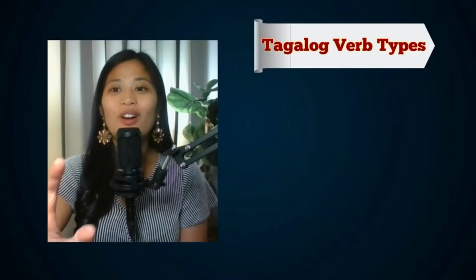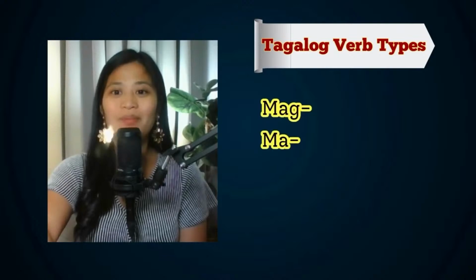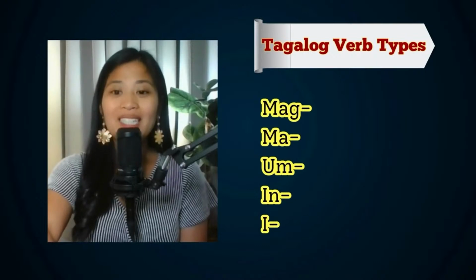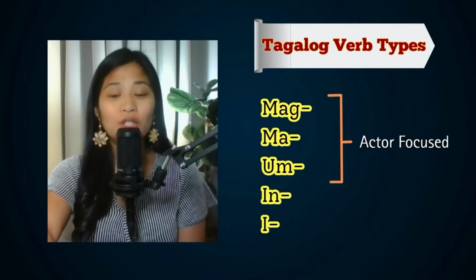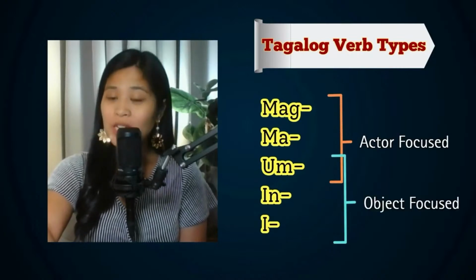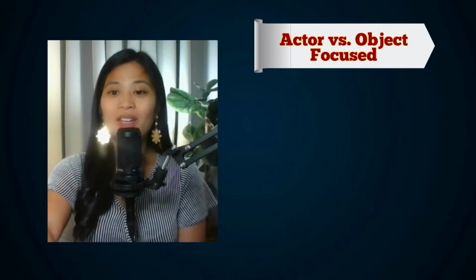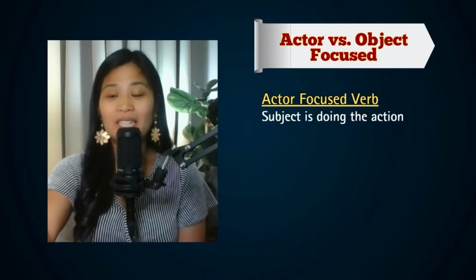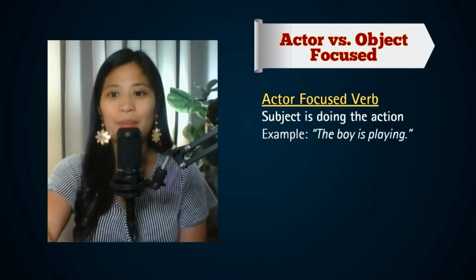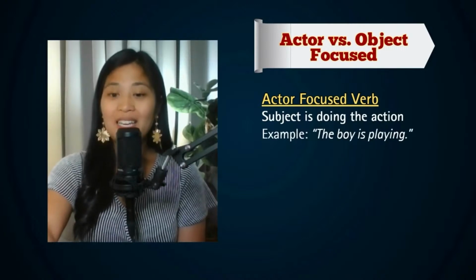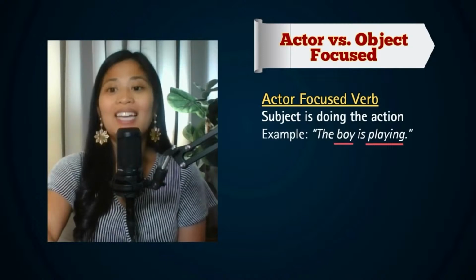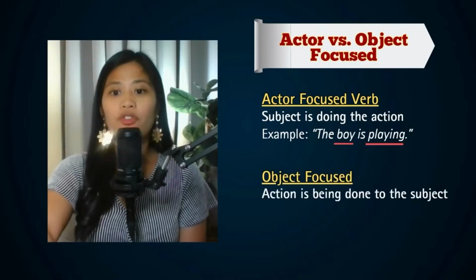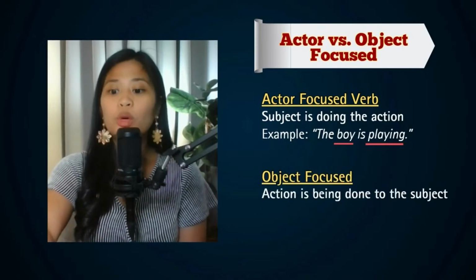Alrighty, so in Tagalog, there are 5 main types of verbs: mag, ma, um, in, and i verbs. Now, what makes them different is that some verbs are actor-focused and some are object-focused and some are both. So what does that mean? An actor-focused verb means that the subject is doing the action. For example, the boy is playing. Here, the subject is the boy and he is doing the action. He is playing. Whereas in an object-focused verb, the action is being done to the subject.